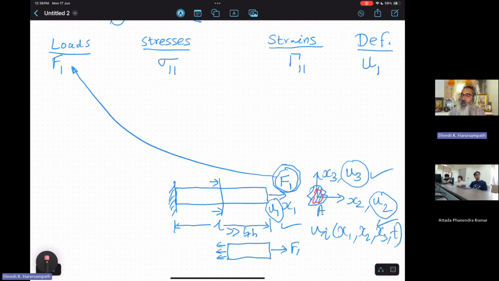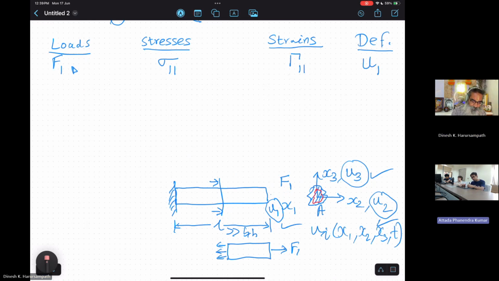So now it's very clear that we have identified. The first step of the whole thing is to identify, for a particular given problem, what are the unknowns and what are the knowns. In this case, I'm applying F1, which is the force over here. And therefore, that is the known quantity. Whereas all of these other things that we have bucketed and listed under stress, strain, and deformation are unknown quantities, which we want to determine, right?